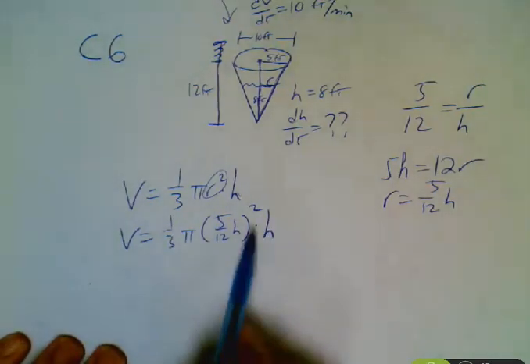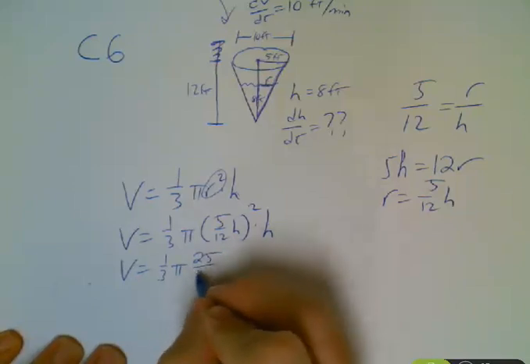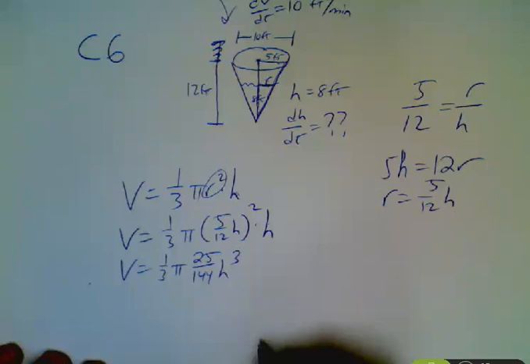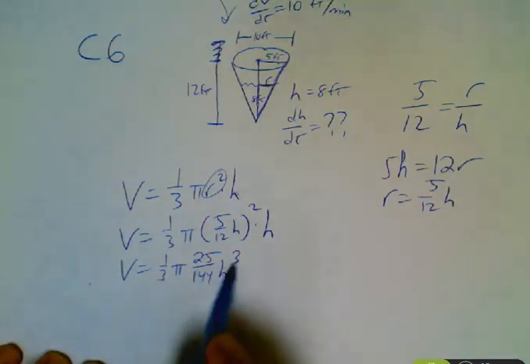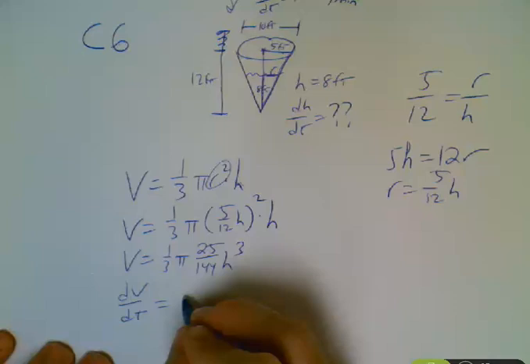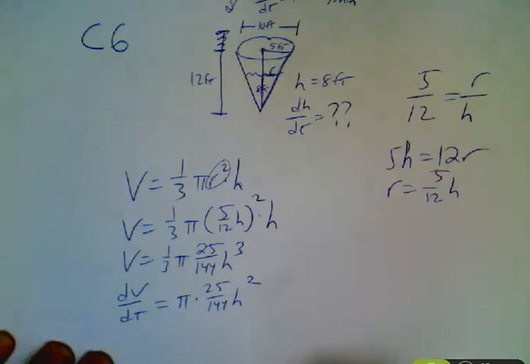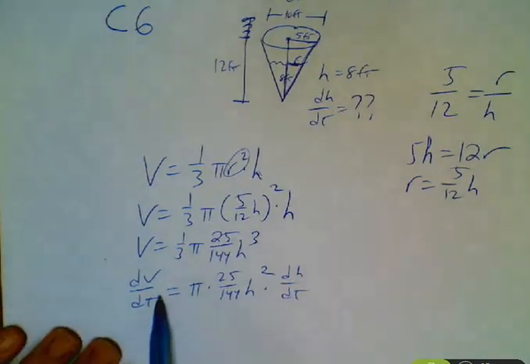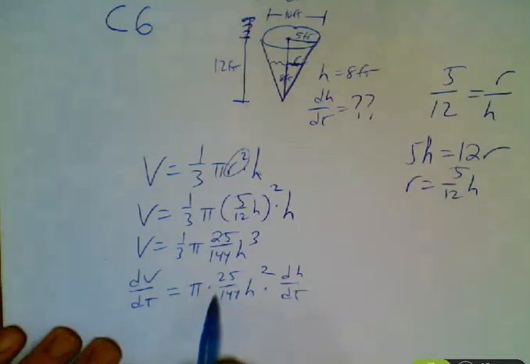I'm going to clean that up before I differentiate. So this is going to be 1/3 pi 25/144 h cubed. Does that look right? I know my derivative, the 3 and the 1/3 are going to cancel out, so I'm just going to leave that there. So dV/dt is going to be pi times 25/144 h squared times dh/dt. I know dV/dt, I know h is 8, and dh/dt is what I'm trying to solve for.